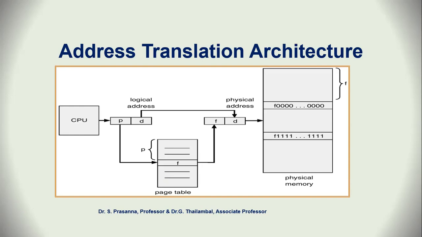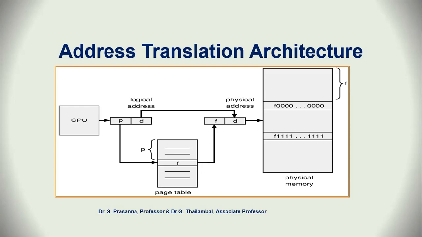So once again, I'll tell you. The CPU is going to give you a logical address with the page number and the offset. This page number is taken to the page table and it will search the corresponding physical address, which is stored in the page table, that is F, and the F will be added with the offset D, and it is going to find the actual address.